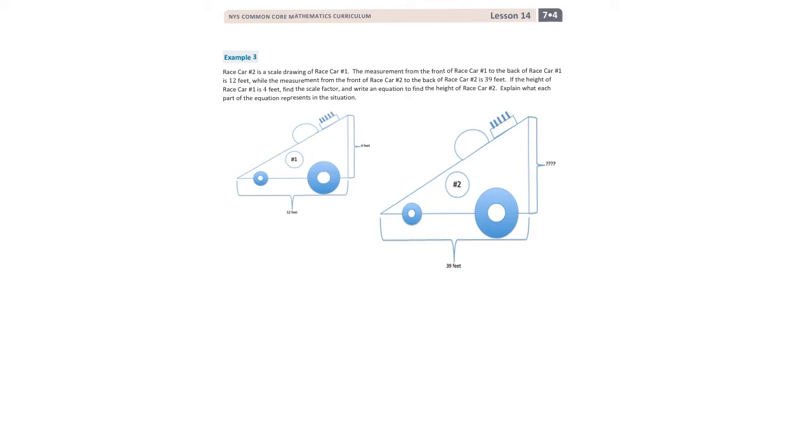What we need to do is label which one is our original drawing and which one is our scale drawing. So looking here, the race car on the left is going to be our original, which is also going to be our whole. And then the race car on the right is going to be our scale, which is also known as our quantity. Okay, so the scale factor is going to be a percent. So when we use our formula, quantity equals percent times whole, we're going to want to find the percent.